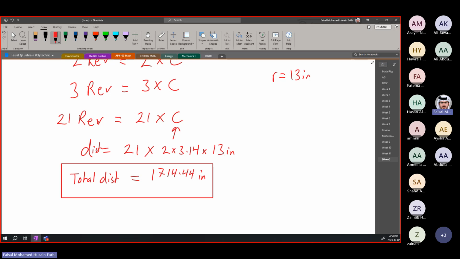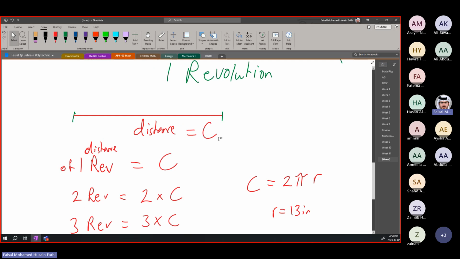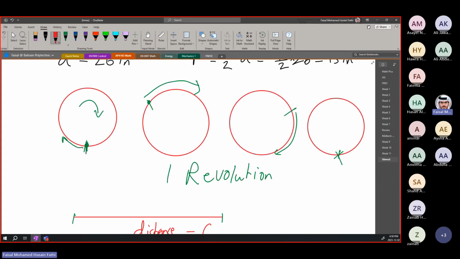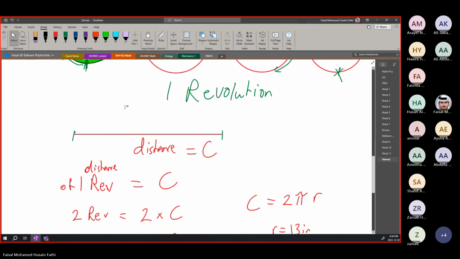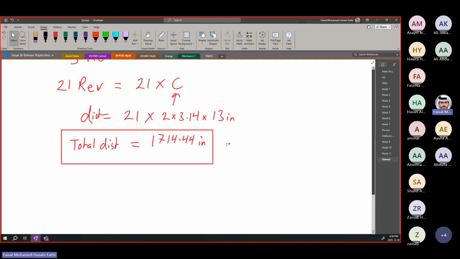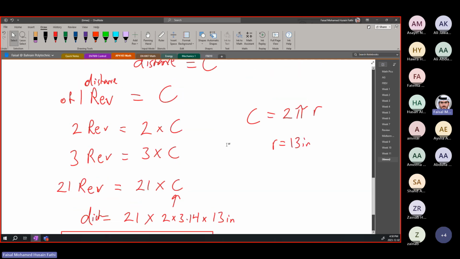The perimeter, sorry, the circumference, which is this shaded part over here, this shaded part. This is the circumference or the perimeter, but in a circle it's called circumference. Okay? So I expect this is it. Make sense?